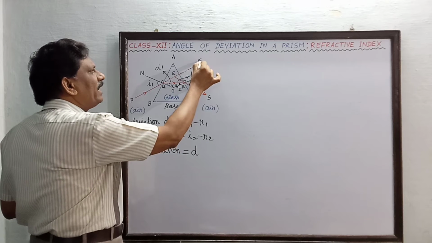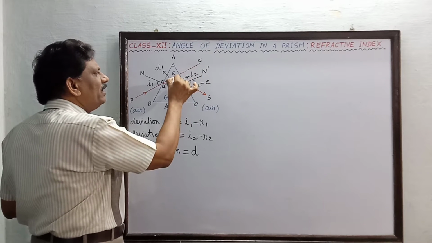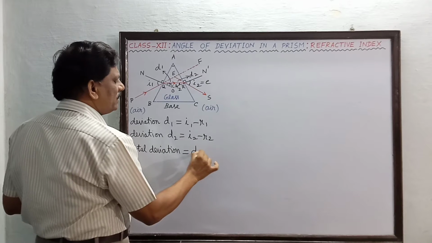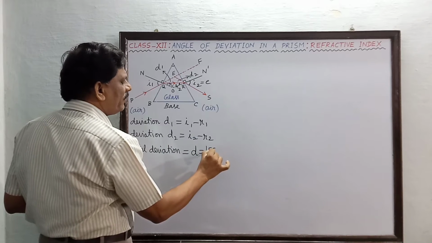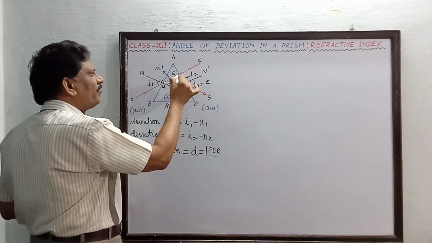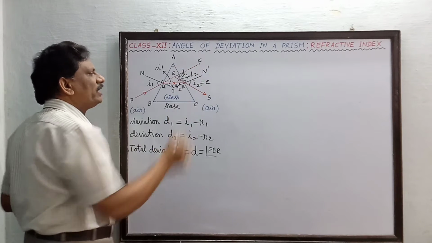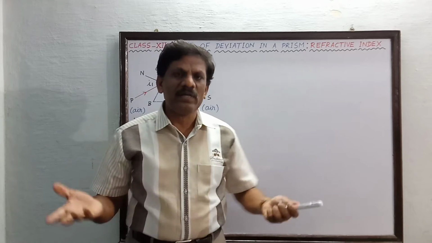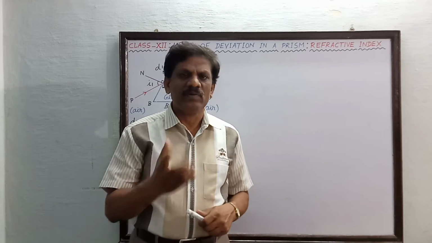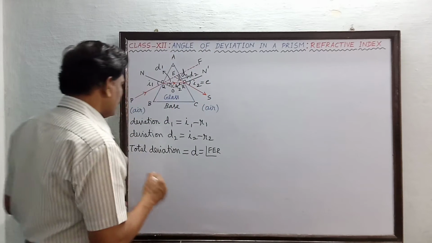So here you can see angle FER in this picture. This is the total angle of deviation D. So naturally that must be equal to what? D1 plus D2. Is it right?